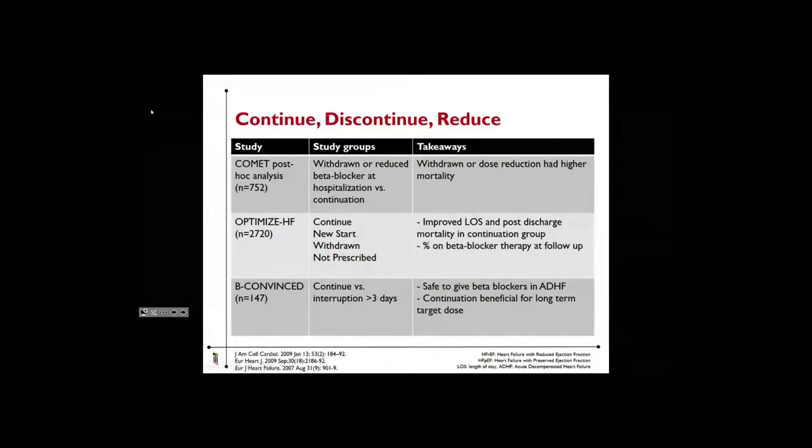And then the BE CONVINCED study, this was a prospective trial that looked to show that it's safe to continue a patient on a beta blocker in acute decompensated heart failure versus interrupting their dose for 3 days. They saw that there was a benefit with being at long-term target dose within that 60-day to 90-day follow-up.